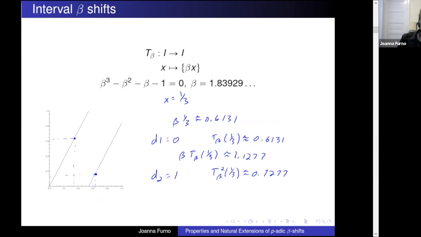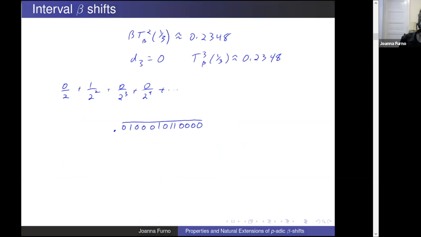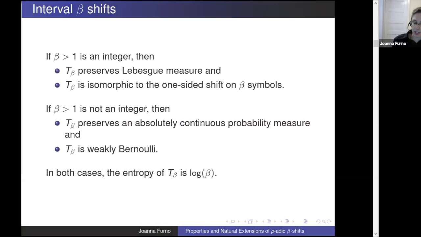But when beta is not an integer, you're going to have this little gap up here. So for example, if you took a little interval up here, it's going to have a preimage of something that is smaller. And you don't get anything from this branch, for example. So we don't end up preserving Lebesgue measure when you're not an integer, but you do preserve something that is absolutely continuous to Lebesgue measure. So they have the same sets of measure 0, which is a nice thing, like the next best thing to preserving Lebesgue measure.